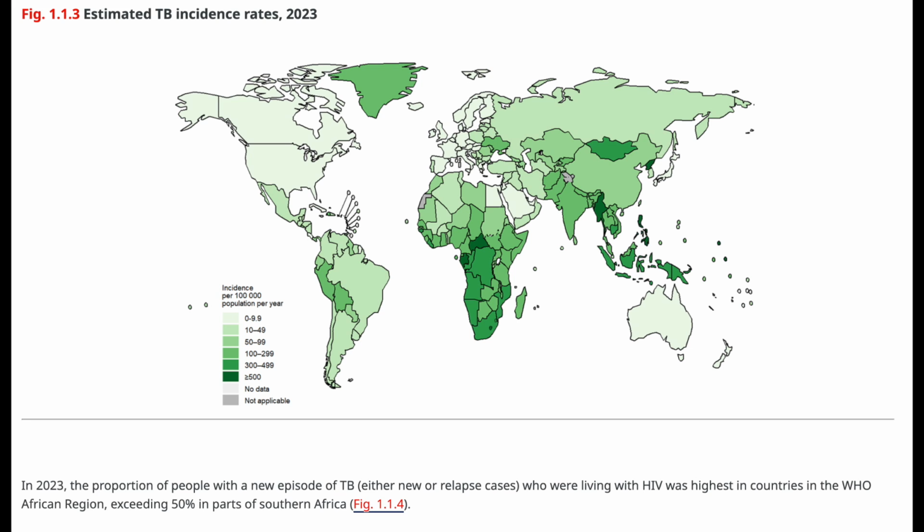You can see the incidence per 100,000 of the population per year. Those dark green areas, greater than 500 people per 100,000. As a reference point, in the United States, it's around 2.9 people per 100,000. And so if you're traveling to the countries in those dark green areas, you should take extra precautions.